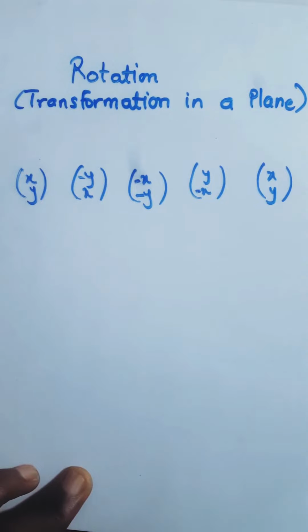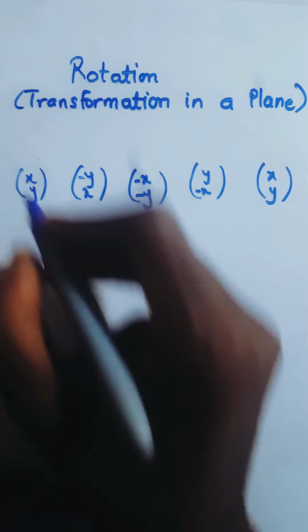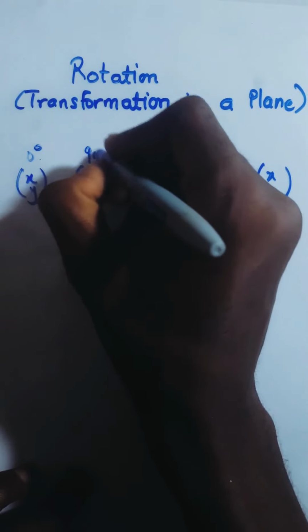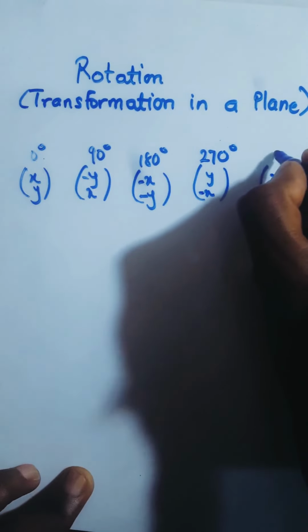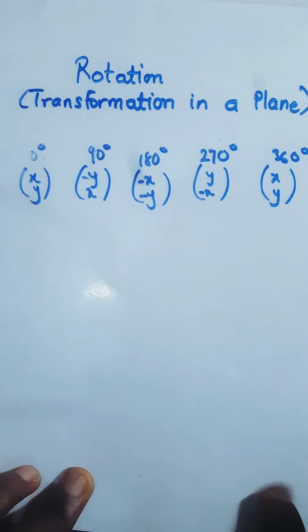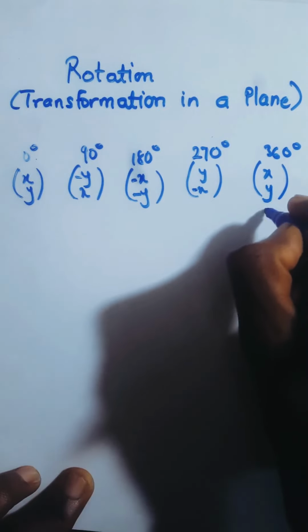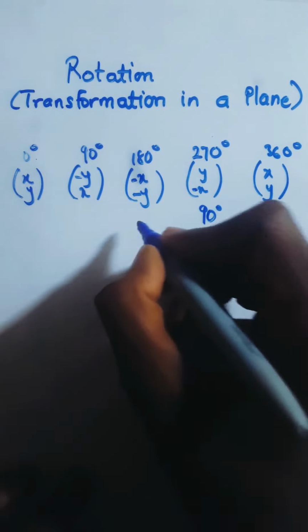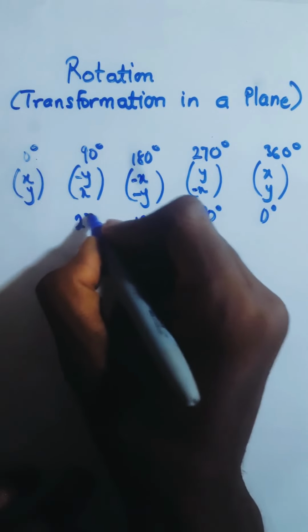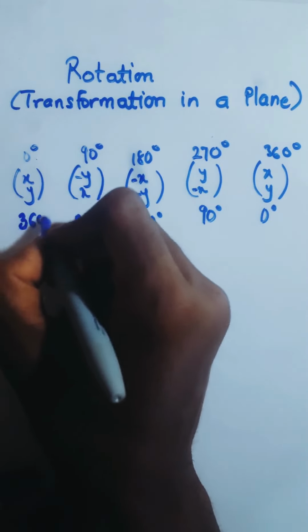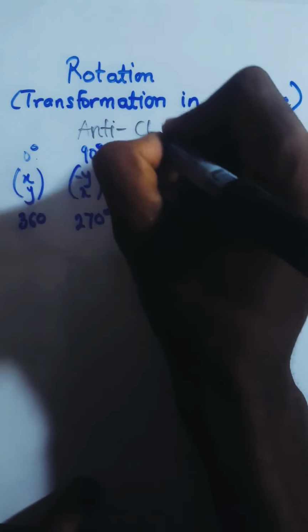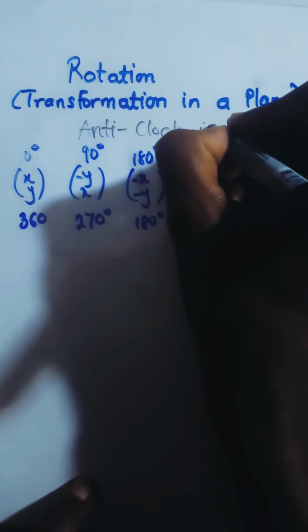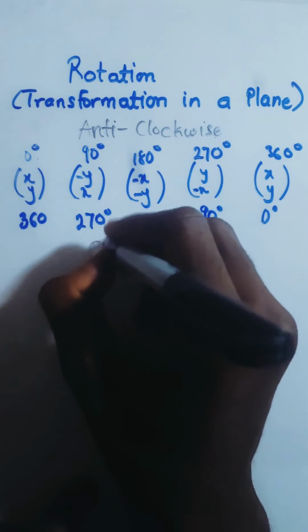The next thing you do is you're going to indicate the angles. 0 here, 90 here, 180 here, 270 here, and then 360 here. So you do that this way: 0, 90, 180, 270, then 360. Then you make the top anti-clockwise. Then write clockwise below.